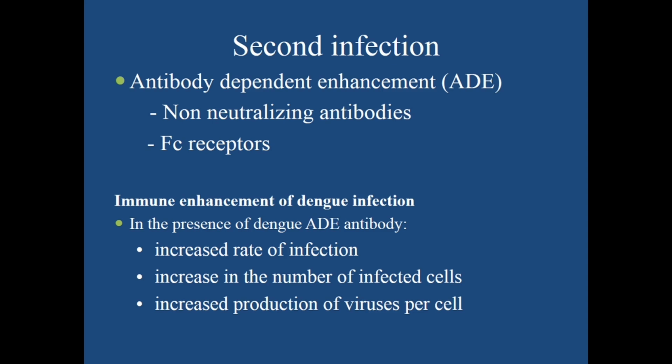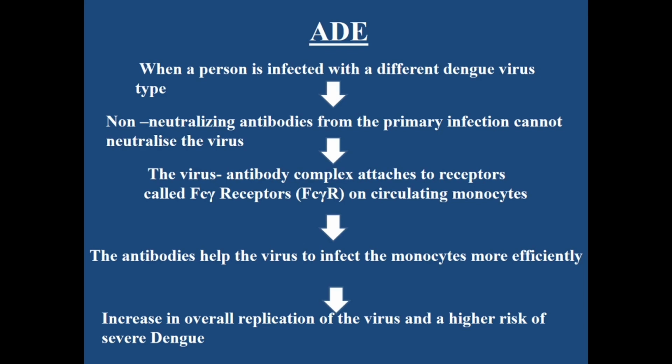So antibody dependent enhancement is a result of the non-neutralizing antibodies, and these antibodies will bind to the Fc receptors. This will result in an immune enhancement. In the presence of these ADE antibodies, there will be an increased rate of infection, an increase in the number of infected cells, and increased production of viruses per cell, which will lead to severe dengue infection. So this is the mechanism, the antibody dependent enhancement. Please list this down, this slide is very important.